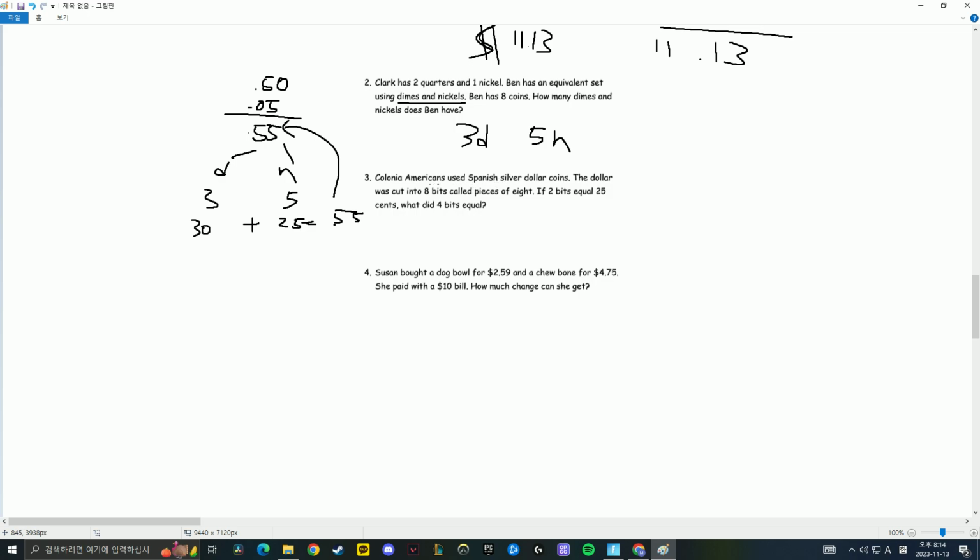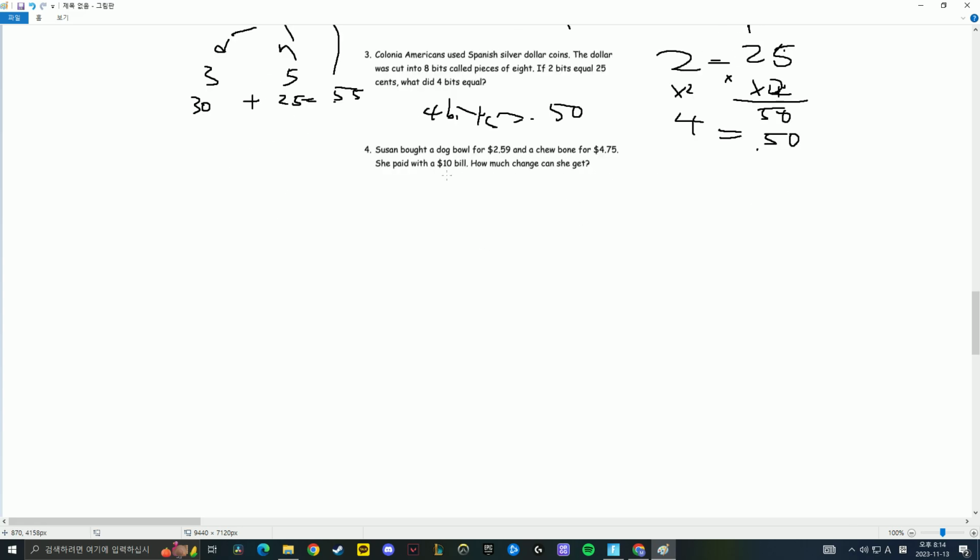Colonial Americans used Spanish silver dollar coins. The dollar was cut into 8 bits called pieces of 8. If 2 bits equal 25 cents, what did 4 bits equal? If 2 is equal to 25 and this doubles into 4, this also has to double. So 25 times 2, let's do it right now. 25 times 2, that is 10, carry that 1, 2 times 2 is 4, it's 5, and 4 bits are equal to 50 cents.